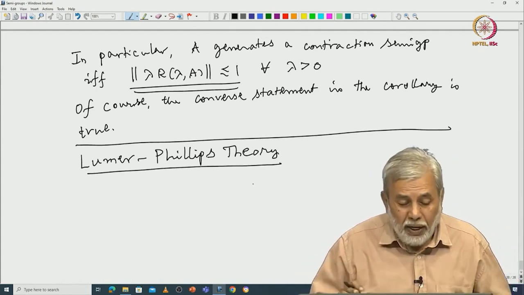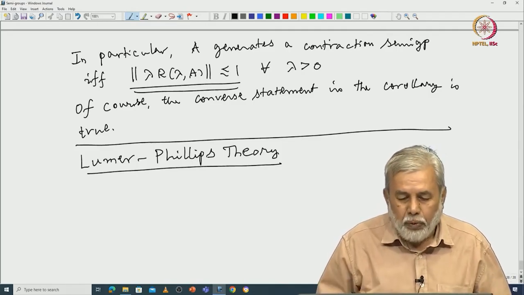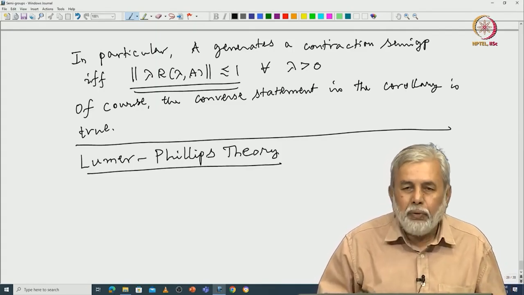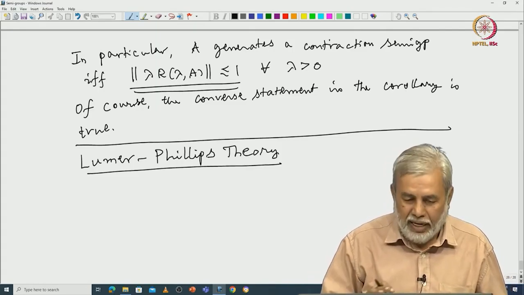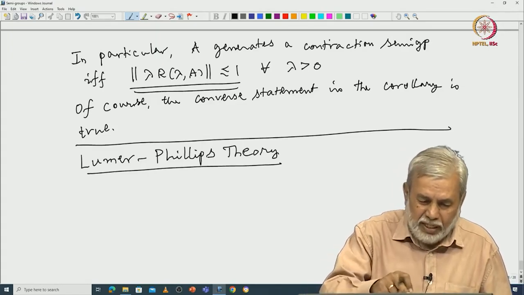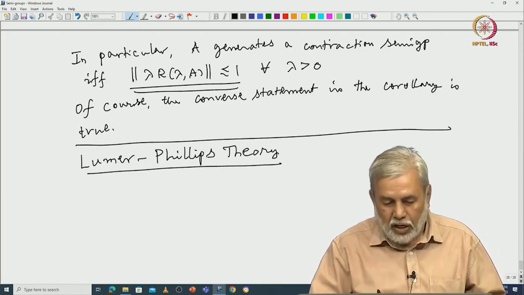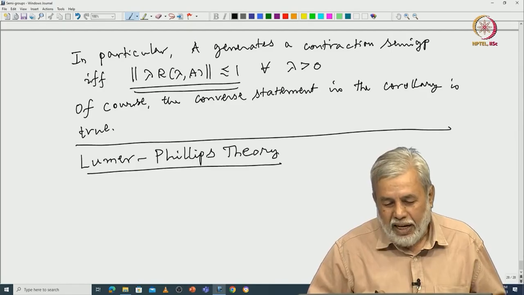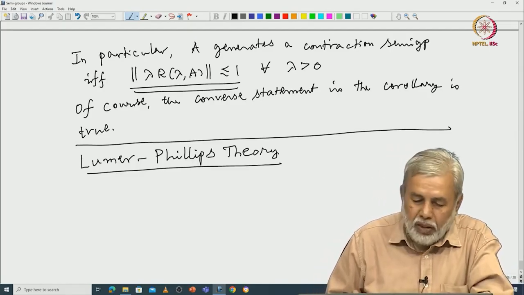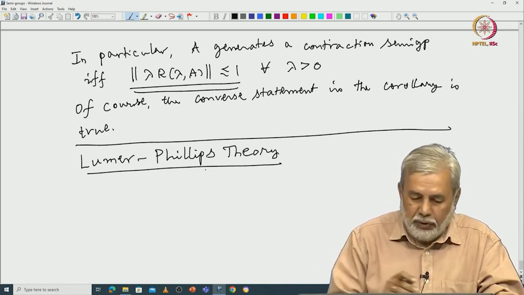So, from a complicated statement in the Hille-Yosida theorem, we are now reducing the hypothesis to simple verifiable conditions. Of course, these are also conditions on the operator A, but there the resolvent is involved. The resolvent is always a difficult thing to handle. Okay. So, let me start with the definition.